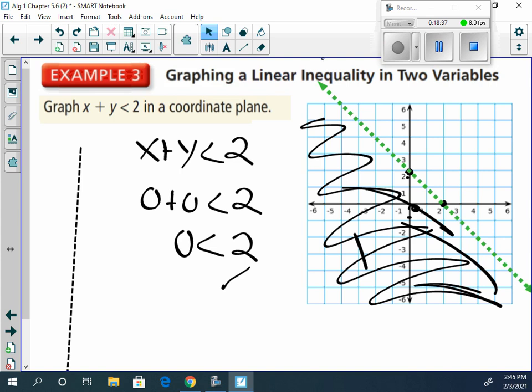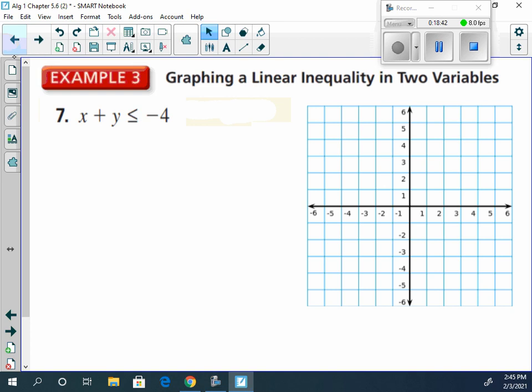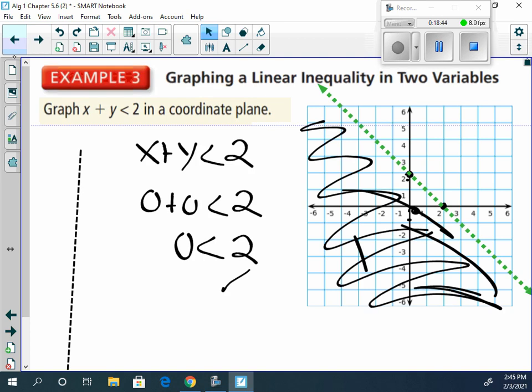Questions on this here? So we shade the side with 0, 0. Yes. Because if the statement is true, we shade the side with it.